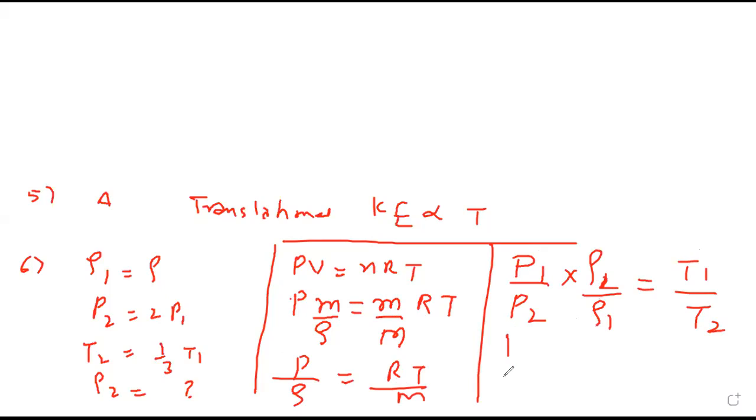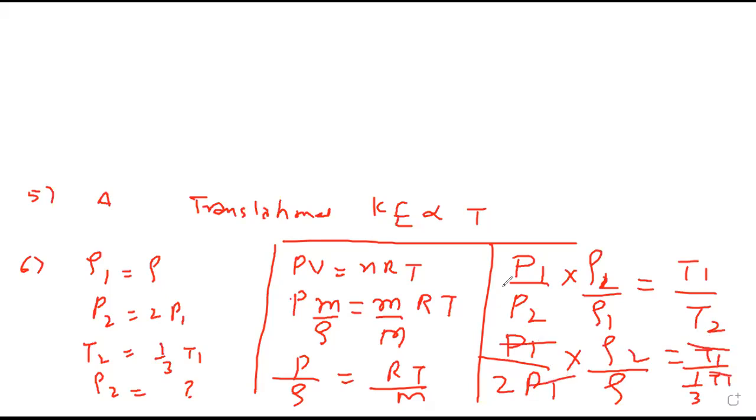So P1 upon twice P1, rho 2 we want, rho 1 is rho. Final temperature is 1/3 of initial. T1 cancel, P1 cancel. We are interested in what is new density. So rho 2 upon 2 rho equal to 3. Therefore, rho 2 equals 6 times rho. Any doubt? Yes, clear? 6 rho.